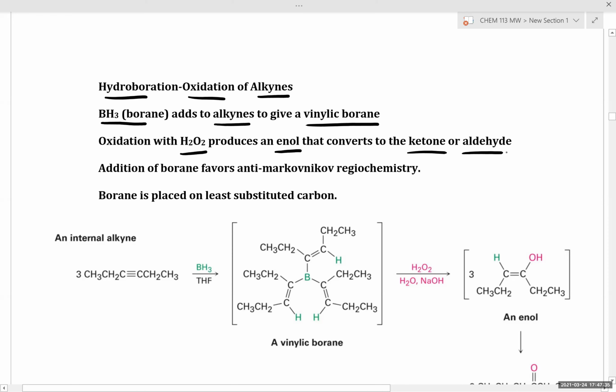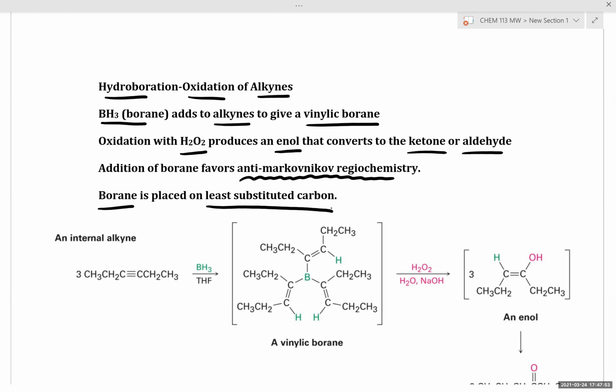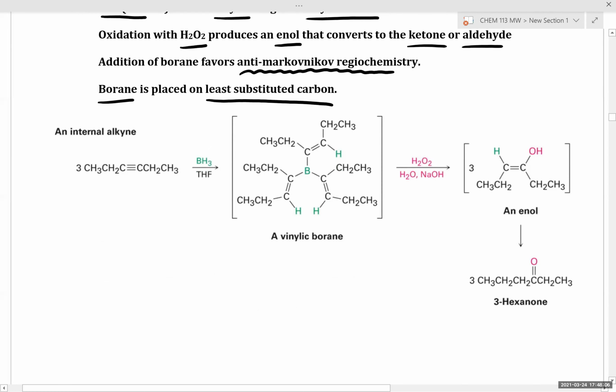What's really important is just like hydroboration of alkenes, hydroboration of alkynes favors anti-Markovnikov regiochemistry. So our borane is placed on the least substituted carbon. So hydroboration oxidation has the exact opposite regiochemical preference compared to oxymercuration or mercury catalyzed hydration. So hydroboration oxidation is a wonderful method to prepare the least substituted or least hindered ketone from an alkyne. And it's one of the few methods to directly prepare an aldehyde from an alkyne. Does that make sense to everyone?